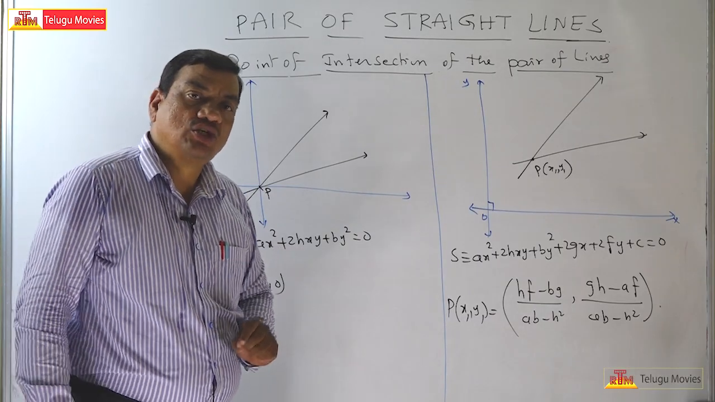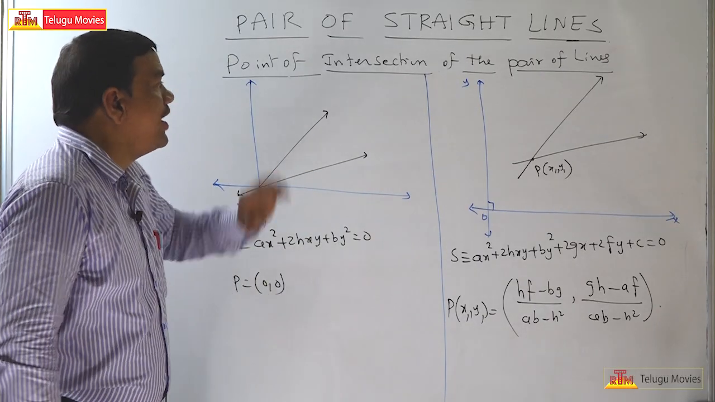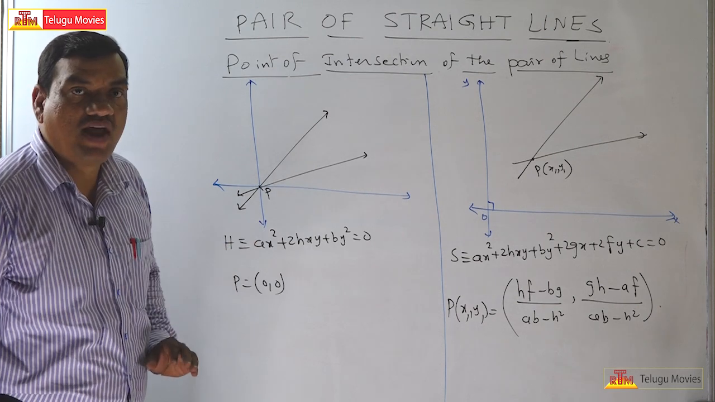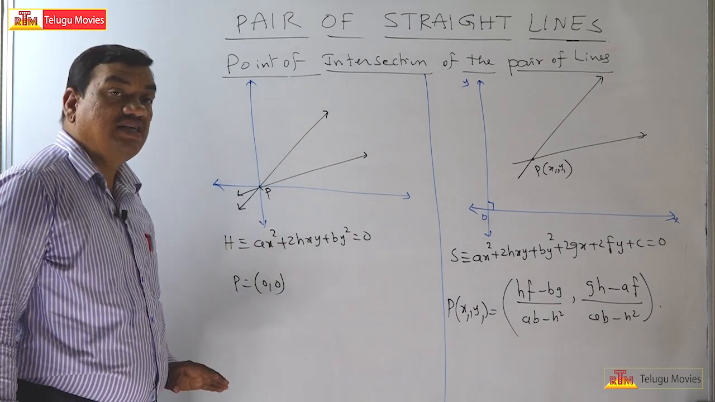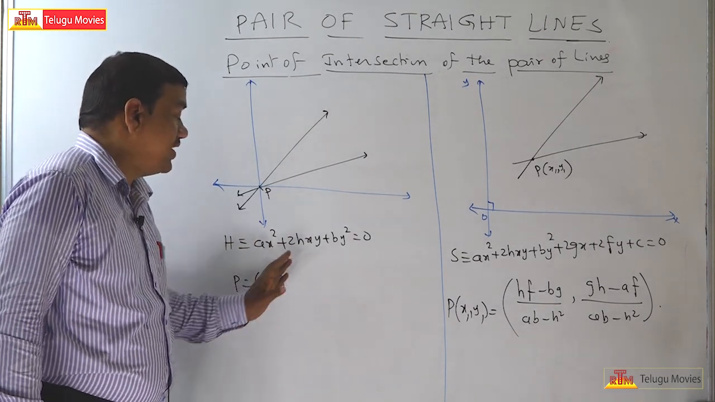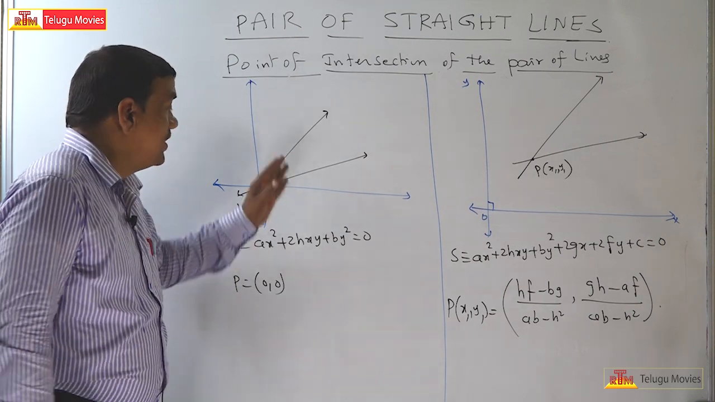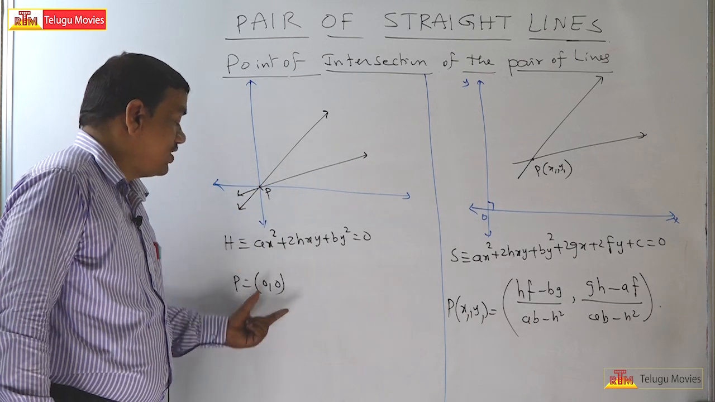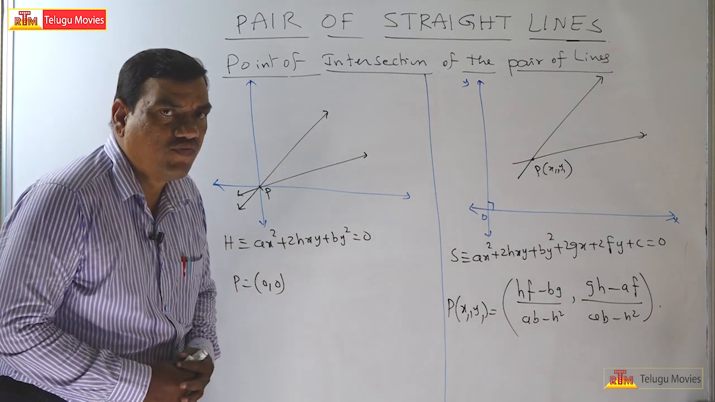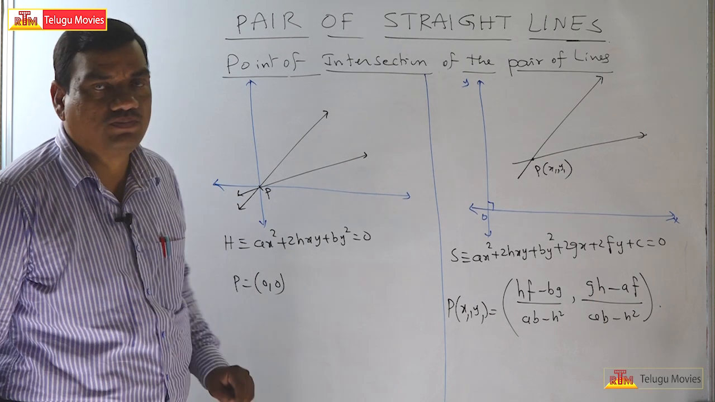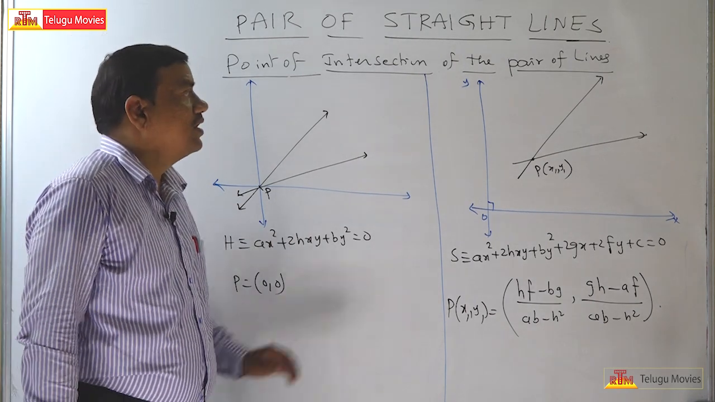Welcome back to this concept. This concept is the point of intersection of the pair of lines. If the pair of lines equation is ax square plus 2hxy plus by square is equal to 0, then this pair of lines passes through the origin. Obviously, the point of intersection is 0 comma 0. That is clear, the origin.